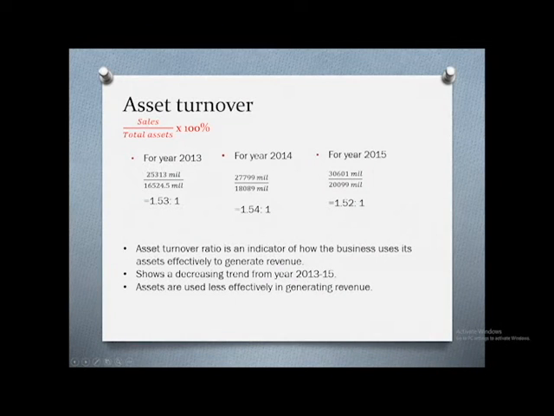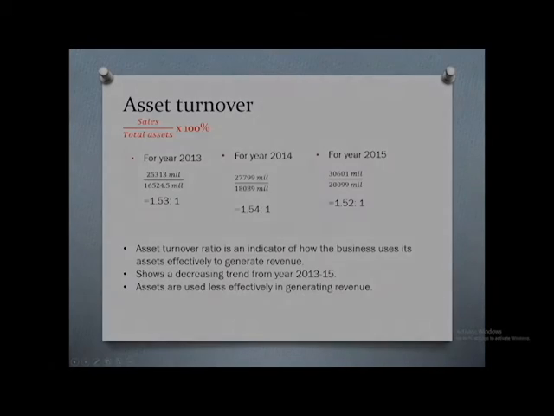Asset turnover ratio is an indicator of how the business uses its assets effectively to generate revenue. In this case, the ratio shows a decreasing trend from year 2013-15, which is an indication that its assets are used less effectively in generating revenue. In order to better the ratio, the business should boost its sales figures and avoid purchases of unnecessary non-current assets that do not contribute to making revenue.